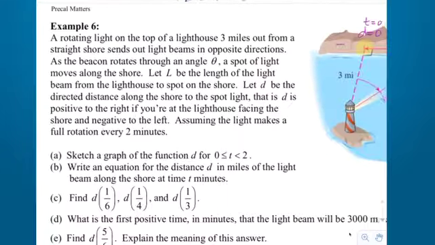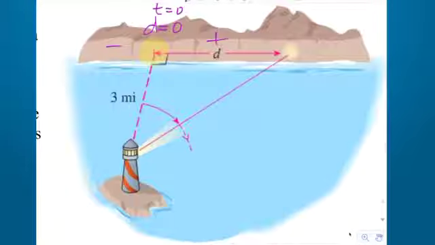Let's go ahead and read. A rotating light at the top of a lighthouse 3 miles away from the shore sends out a light beam in opposite directions. Pew, pew. As the beam rotates through an angle of theta, a spot of light moves along the shore. Let L be the length of the light beam from the lighthouse to this place on the shore. So it's not labeled here, but we're going to let that be L, which we just said is the radius of rotation.